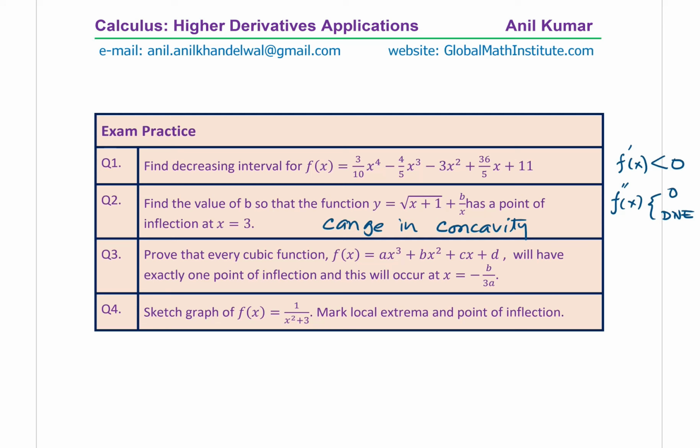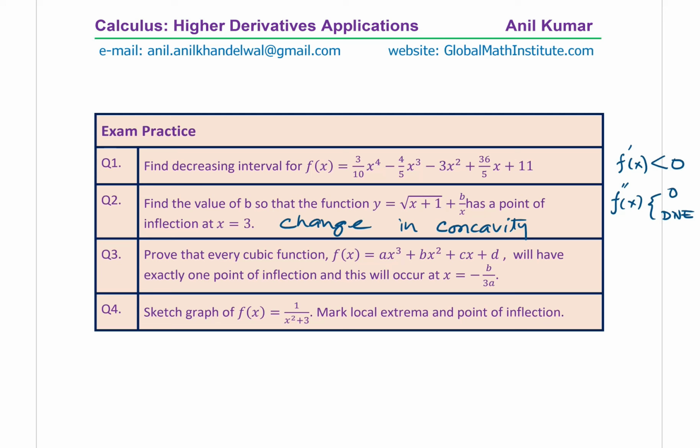So first, find the critical number for the second derivative and then check with the help of a table of intervals whether the concavity is changing or not, right? So you have to check the change in concavity.